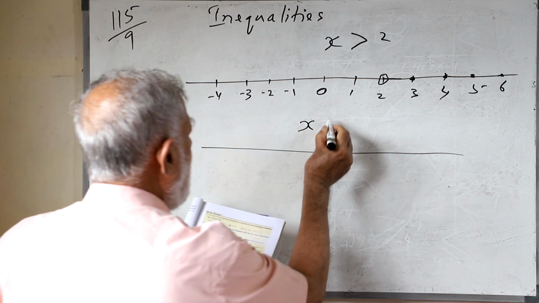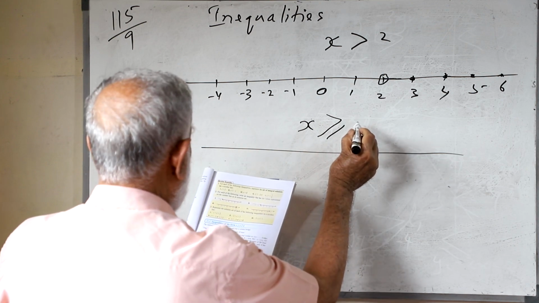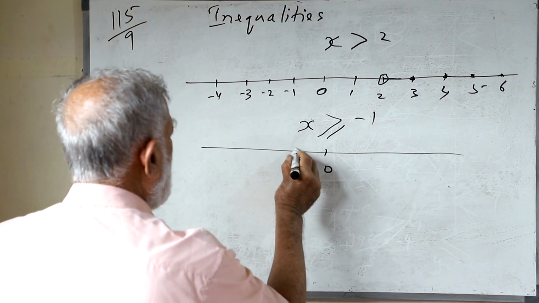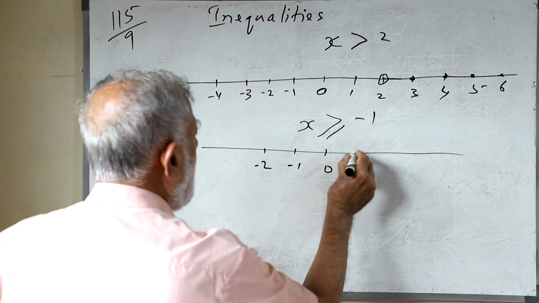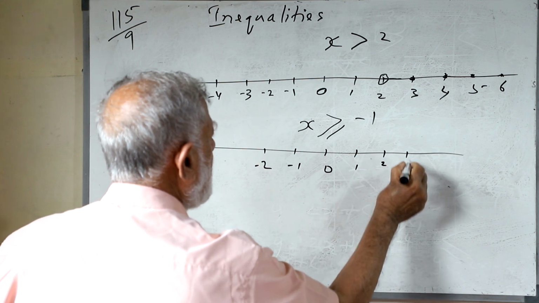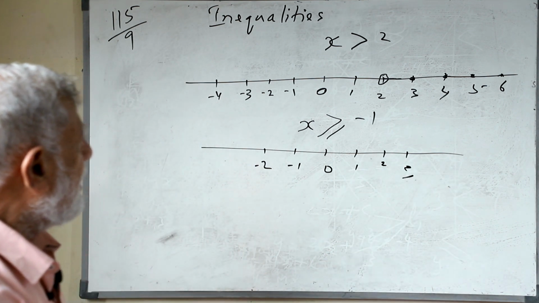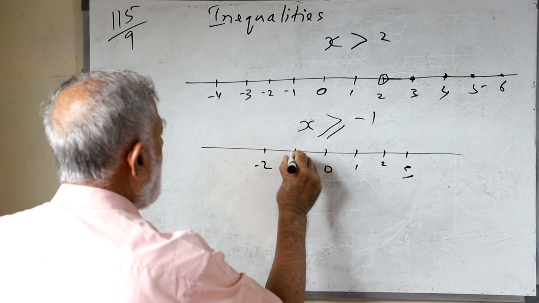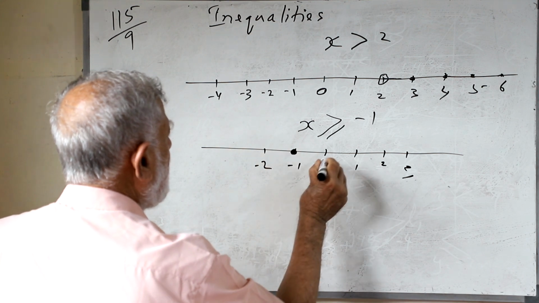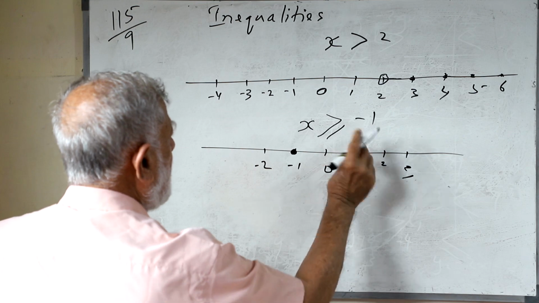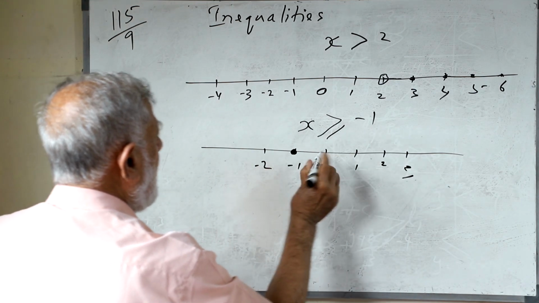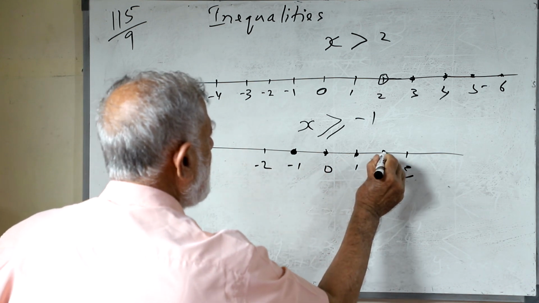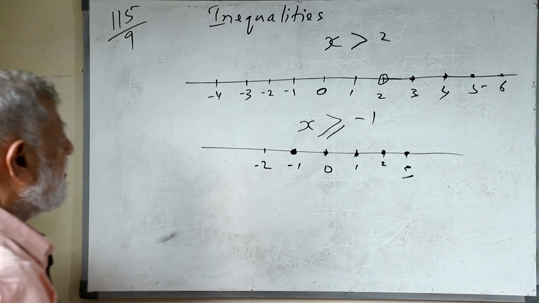Now, if you take the second one, the inequality is x is greater than or equal to minus 1. So, again we have here 0, minus 1, minus 2, and it goes on like that. 1, 2, 3, it goes on like that. Greater than or equal to minus 1 means starting from here. So, you have to put minus 1 also as one of the values. So, you have to mark the integral values like that.